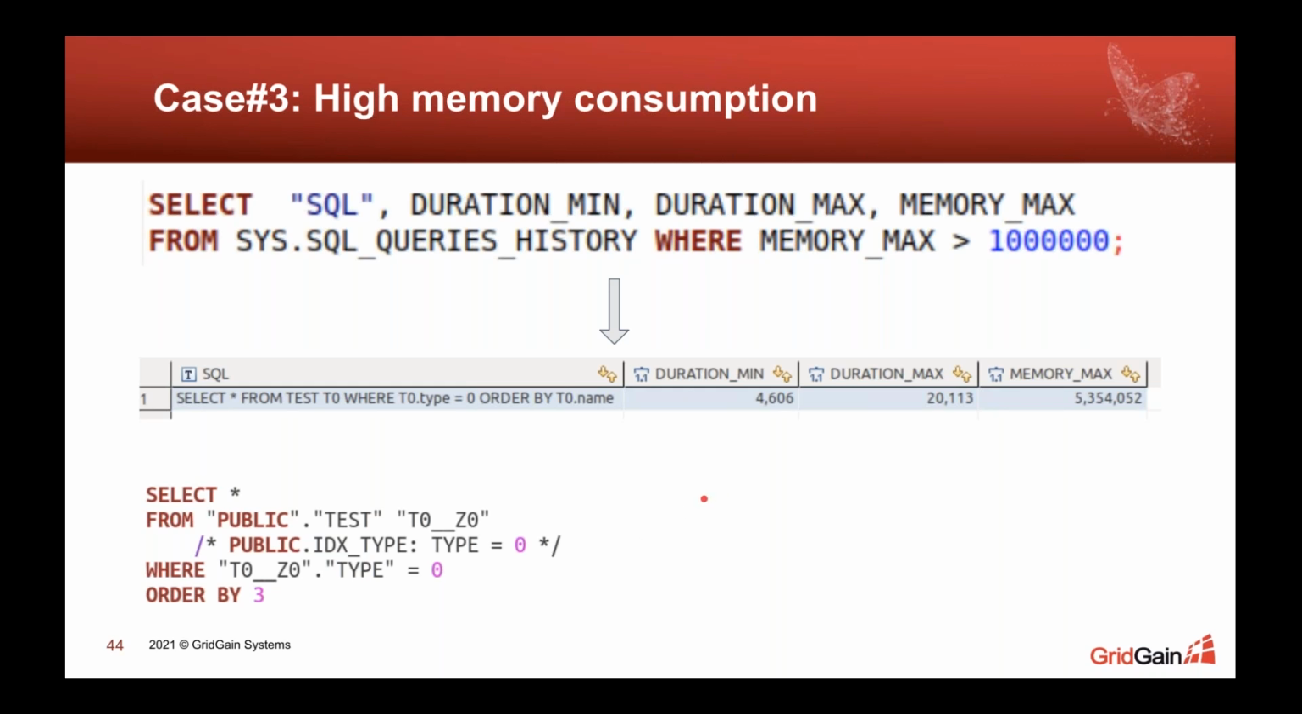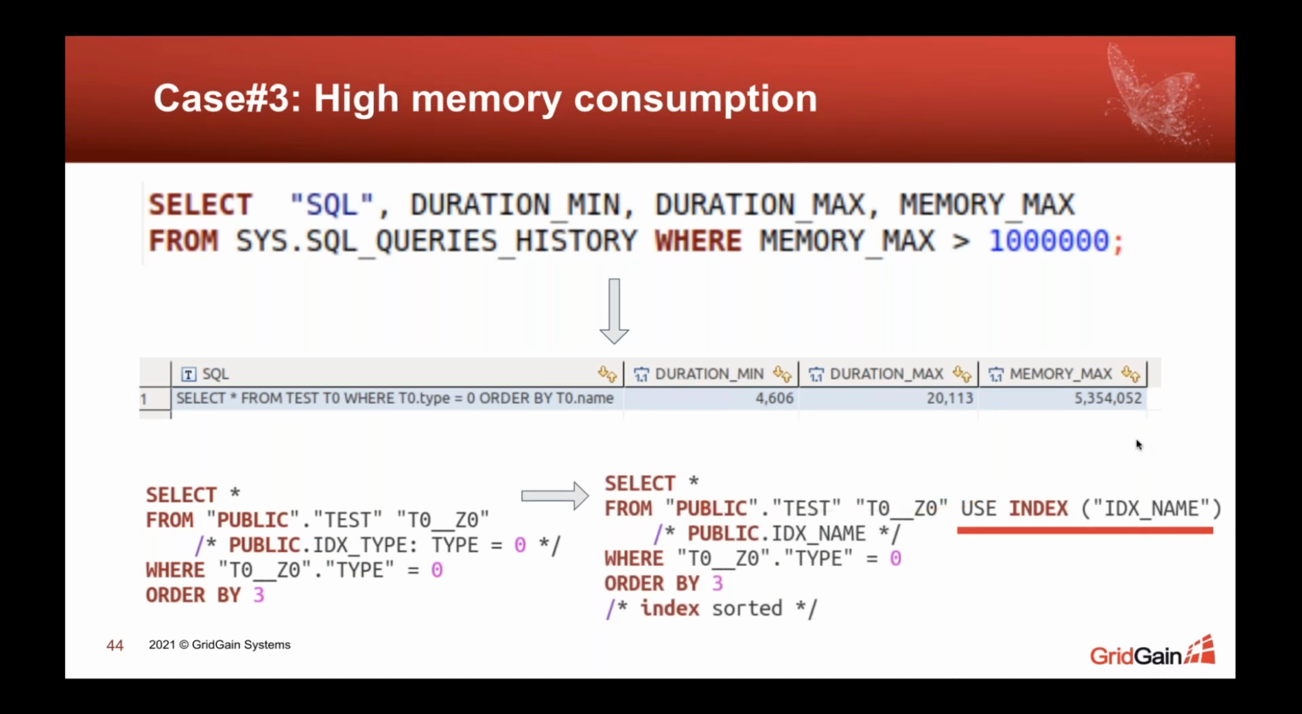So what can we do here? For example, we can use a hint. If we use IDX name, we can leverage that it's already sorted by name. The magic line here is index sorted. It means that it just grabs one by one from the index, and applies a filter after that. And it's also possible to make it lazy in this case.